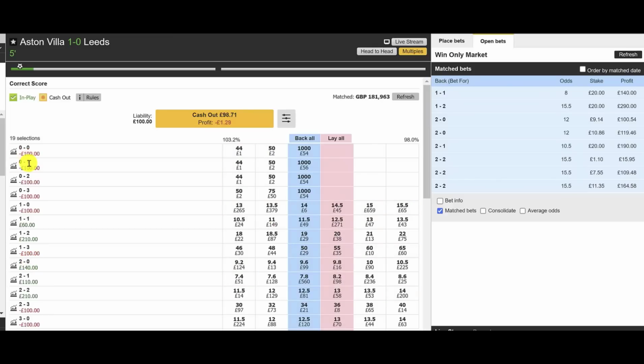Obviously, if Leeds were the team that took the lead, then it would be a slightly different situation. But Aston Villa taking the lead, that's going to plan. 5 minutes on the clock. Let's see where we're at when that second goal arrives in this one.